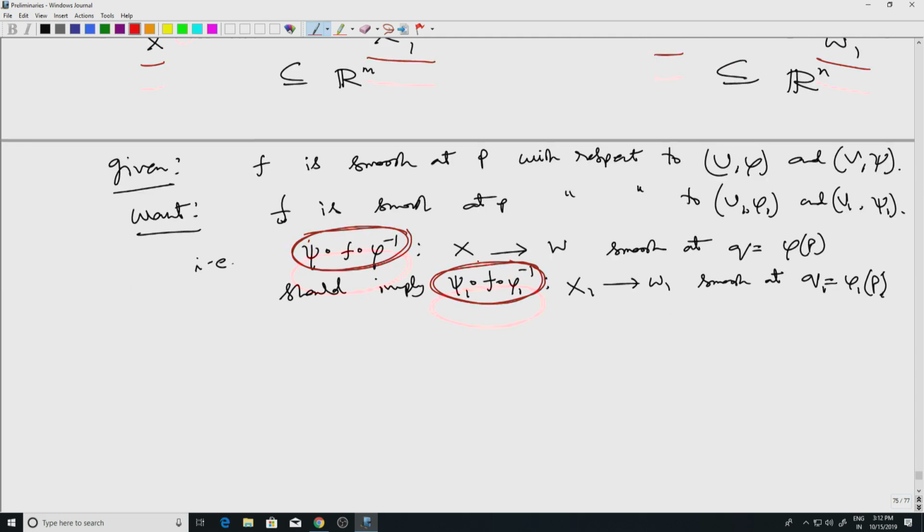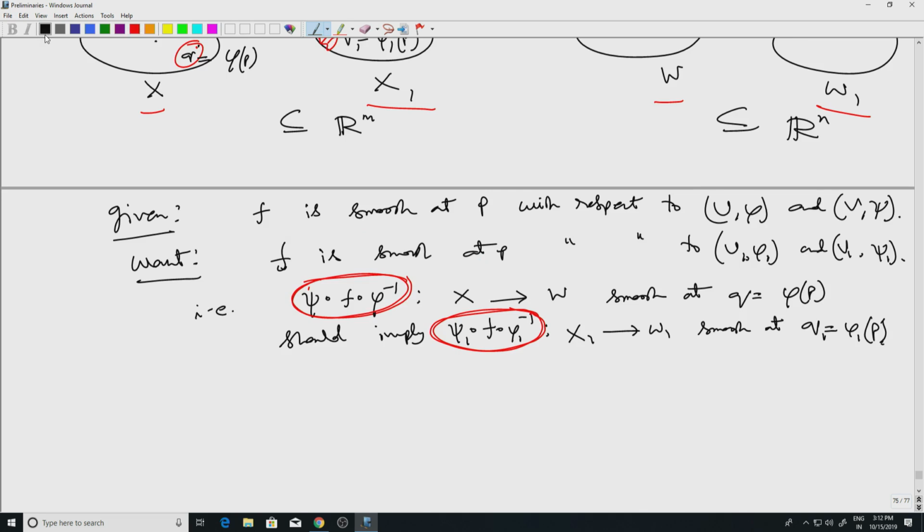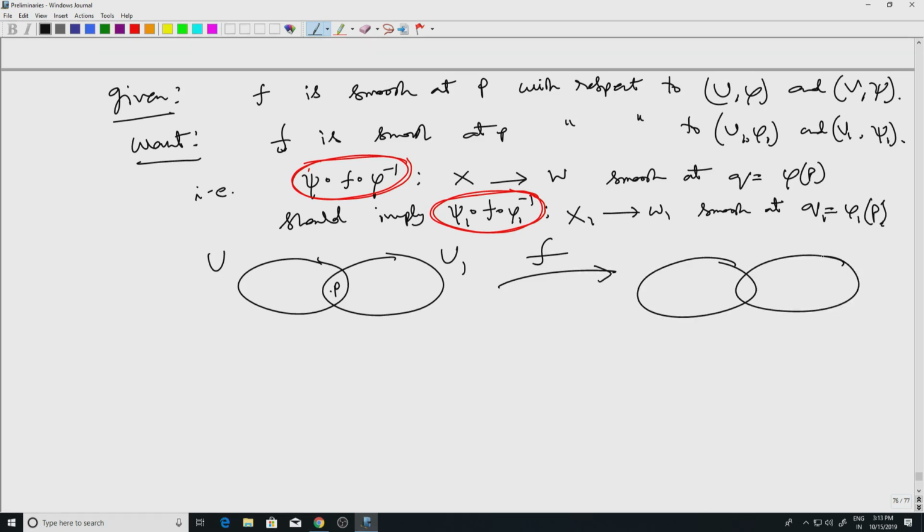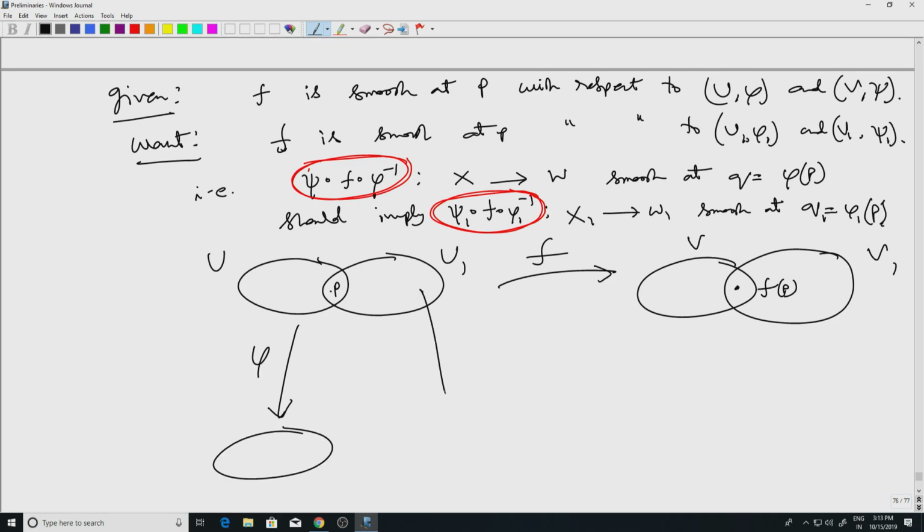So let's proceed. The idea is to bring transition functions into play. So what I do is, let me draw the picture again. U1, and there's my point P. I have f, V1. This is f of P. This point here in the intersection. That's f of P. And then I have these chart maps phi 1, psi 1.